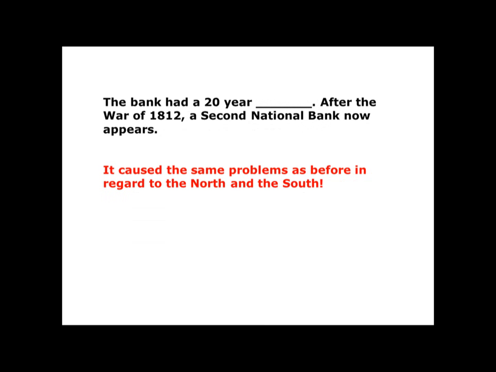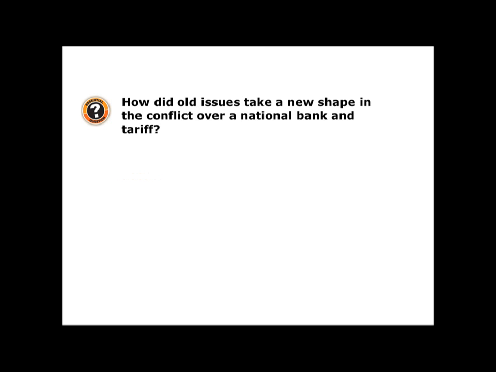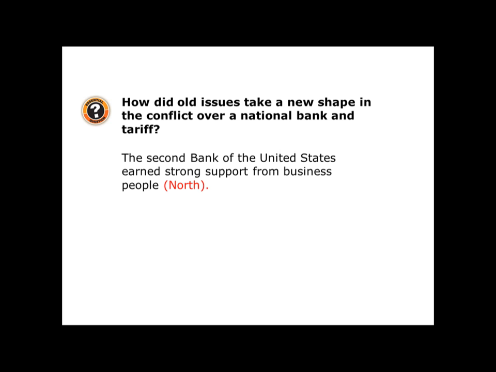The bank had a 20-year charter. That means authorized permissive role. After the War of 1812, a second national bank now appears. It caused the same problems as before in regard to the North and the South. All right, how did old issues take a new shape in the conflict over a national bank and tariff? The Second Bank of the U.S. earned strong support from business people. This was in the North.